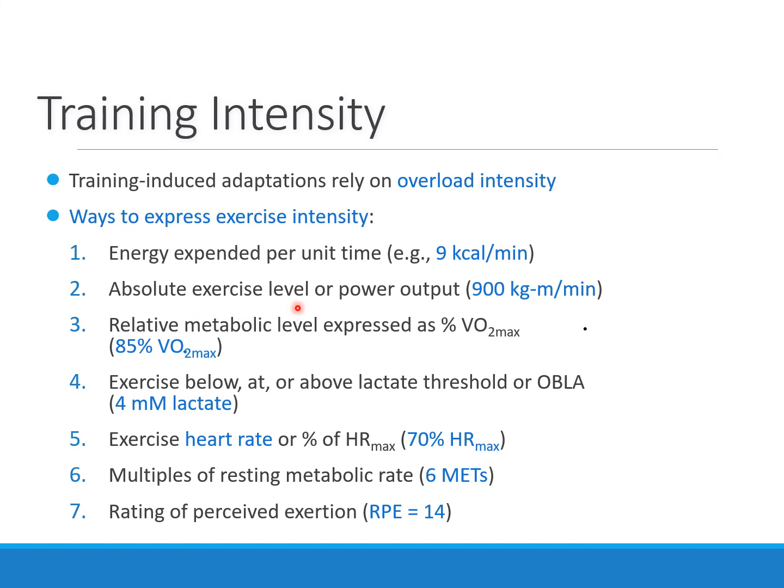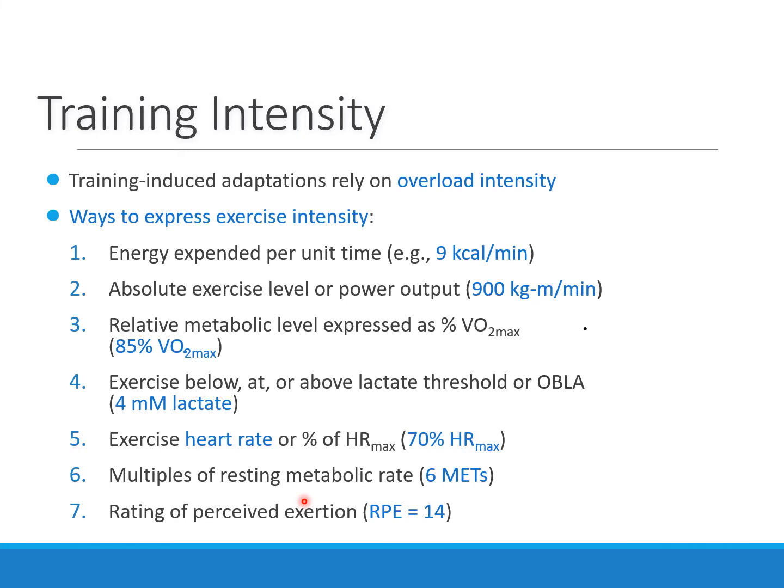What is the absolute exercise level or power output? So how many watts am I pedaling at? What's the relative metabolic level expressed as a percent VO2 max? So what percentage VO2 max am I working at? Am I exercising at, below, or above the lactate threshold? So how many millimoles of lactate is my threshold, and am I working at that threshold or above or below it? What's my exercise heart rate or percent of my heart rate max? So maybe I want to work at 70% of my heart rate max. What are the multiples of resting metabolic rate, or what are the METs that I work at?